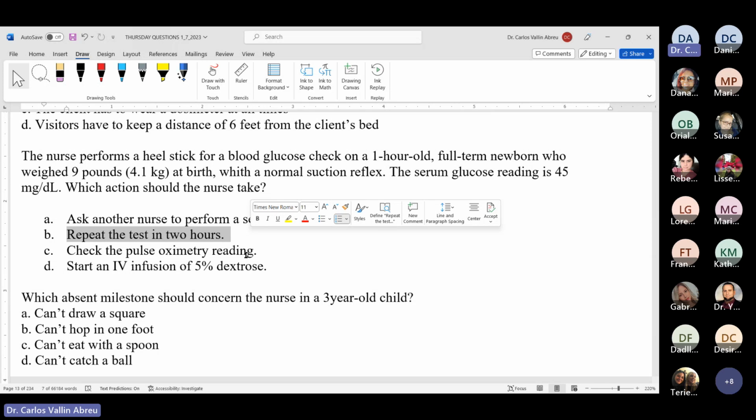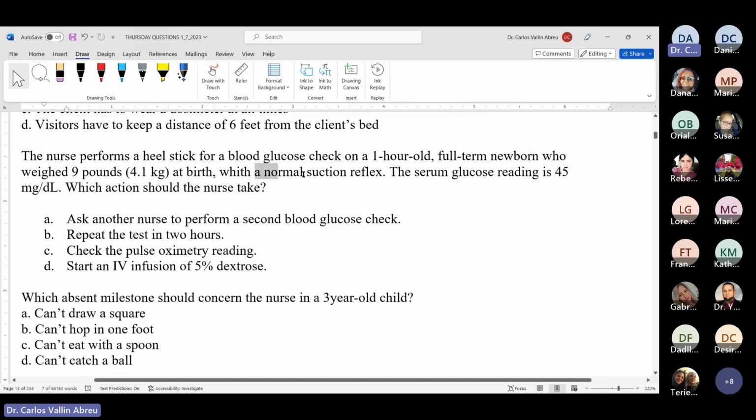Because the baby needs to be fed, they already checked the suction, okay? But they are not mentioning here if you fed the client. It is assumed that it is fed because babies, when they are born, are going to be fed early. They already checked the suction, so it's going to be fed. But the glucose is normal.